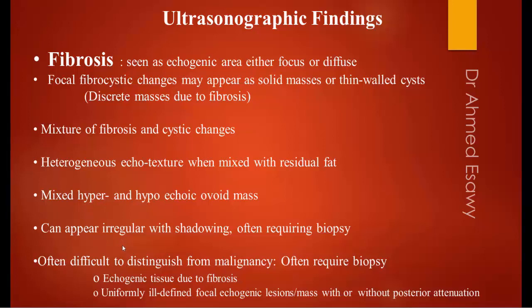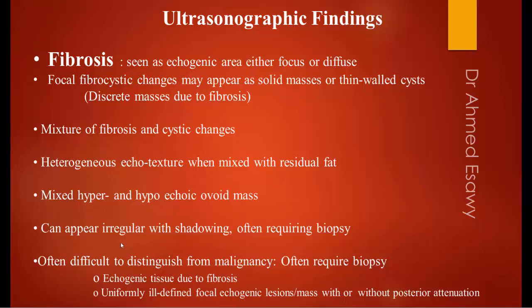Sometimes it is difficult to distinguish from malignancy, and it often requires biopsy if present as a focal mass. A focal echogenic tissue due to fibrosis requires biopsy, as it is sometimes difficult to differentiate from malignancy, or appears as a uniformly ill-defined focal echogenic lesion or mass with or without posterior attenuation.